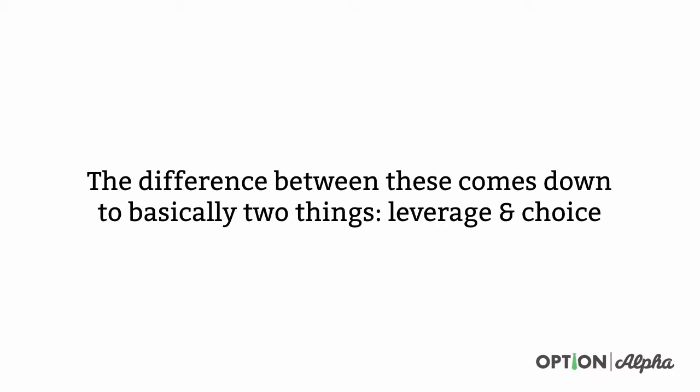The second part of this is choice. When you trade stocks, you are very, very limited on choice. Basically, two choices, buy or sell. When you trade options, you have a lot of different choices. You can basically mold or create a strategy that works based on whatever assumption you have about that particular stock. It's not just buy or sell.